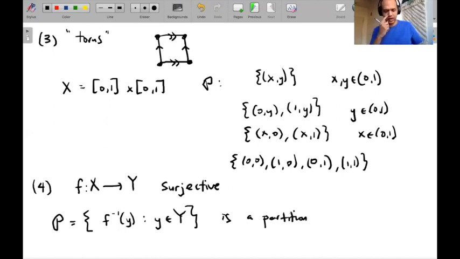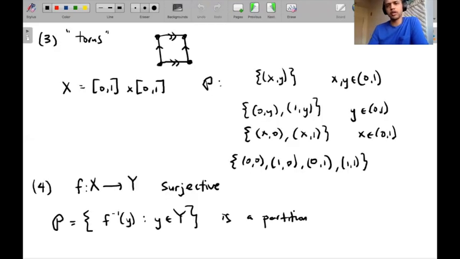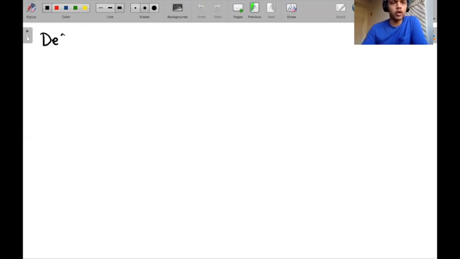And we will see it come up quite soon. So the next thing is, we want to put a topology on the set P. And this is what we're going to call the quotient topology.